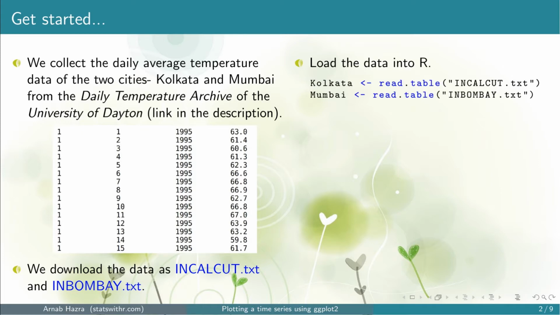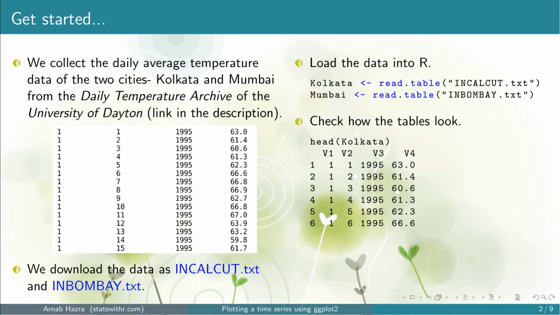Next, we load the data into R. For that, we use the function read.table. Once we run the code, the data are stored into the data frames Kolkata and Mumbai. Now let's check how it looks. Note that the columns correspond to the variables v1, v2, v3 and v4 respectively. Note that we don't have a column that represents the dates.